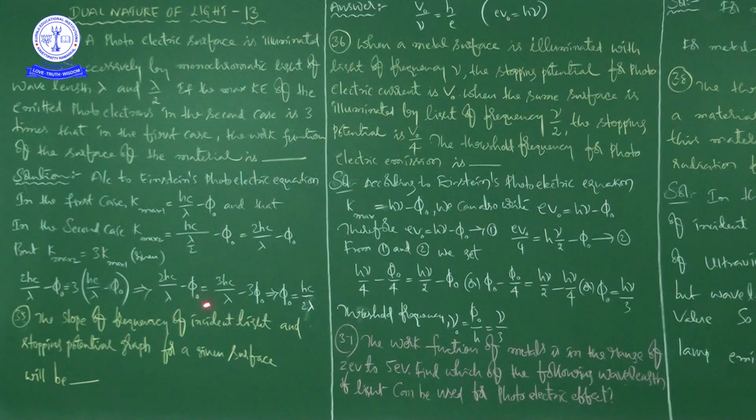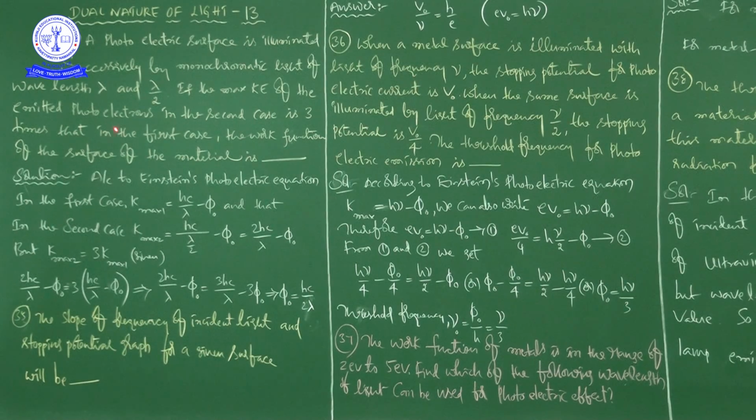So 3 phi naught minus phi naught, that is 2 phi naught, and this 2 hc by lambda will go this side, then this side is hc by lambda, right. So 2 phi naught is equal to hc by lambda, and phi naught is equal to hc by 2 lambda, okay. So this is the work function he is asking, that we found as hc by 2 lambda. h is the Planck's constant, c is the speed of light in vacuum and lambda is the wavelength, right. So based on these three things we have found phi naught as hc by 2 lambda.